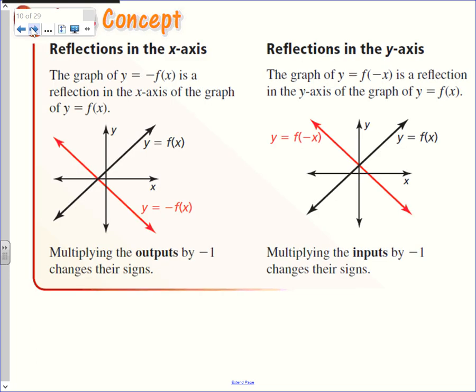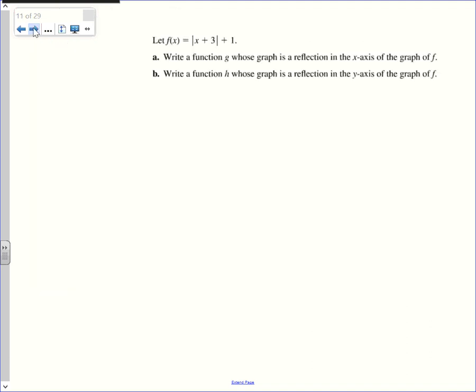Reflection in the x-axis. If you want to reflect something in the x-axis, you multiply the whole function, not just the input, but the whole output. Remember, that's what this means, the whole output, negative f of x, negative output, you're going to get a reflection in the x-axis, versus if you just put the negative in front of the input, a reflection in the y-axis. Moving right along.